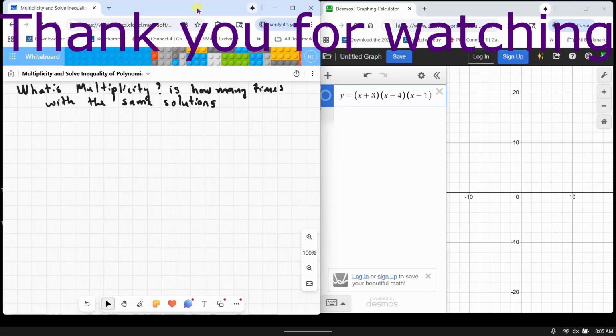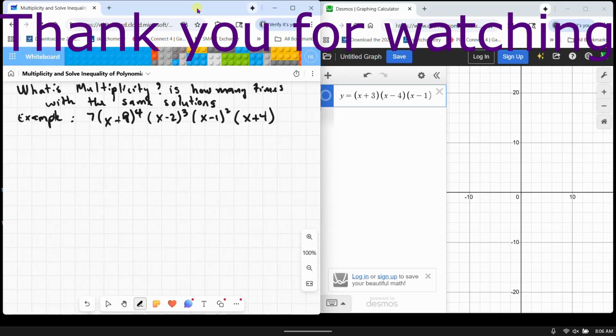So what is multiplicity? Multiplicity is how many times the same solution appears. After you have solutions, you want to see how many times the system has exactly the same solution. For example, I have (x plus 9) to the 4th power, (x minus 2) to the 3rd power, (x minus 1) to the 2nd power, and (x plus 4). To solve these equations, we're going to set everything equal to 0.